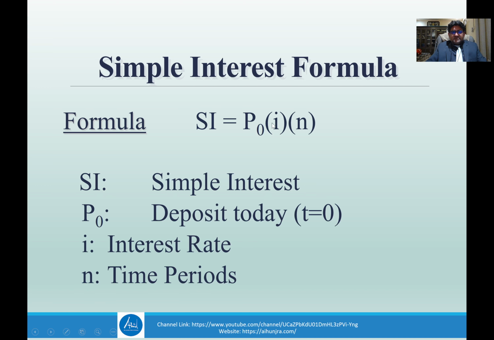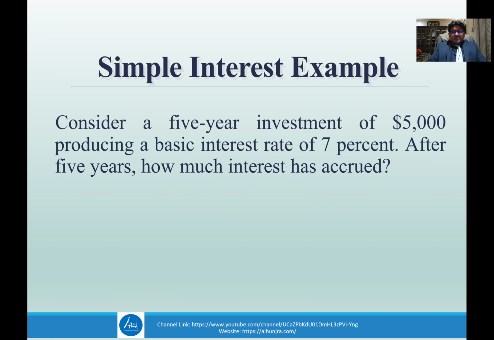So simple interest, as I have stated, is only applied on the original money, on the principal money. Here we have an example. Consider a 5 year investment of 5,000 producing a basic interest rate of 7%. After 5 years, how much interest has accrued? So in this case, the basic investment is 5,000 and it is being invested for 5 years at 7%.